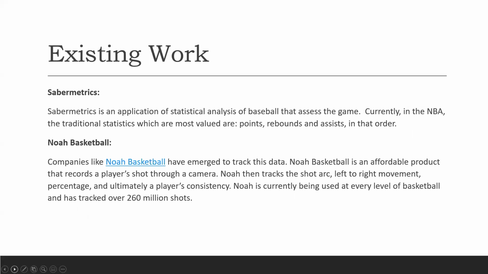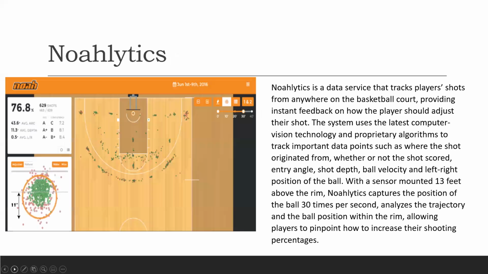The existing work: there are a few products currently available in the market. One is Sabermetrics. And recently, Nova Basketball has been very famous. Nova Basketball is an affordable product that records a player's shot through a camera. Then Nova tracks the shot's arc, left-right movements, and percentage, and ultimately a player's consistency. Nova is currently used at every level of basketball and has tracked over 260 million shots.